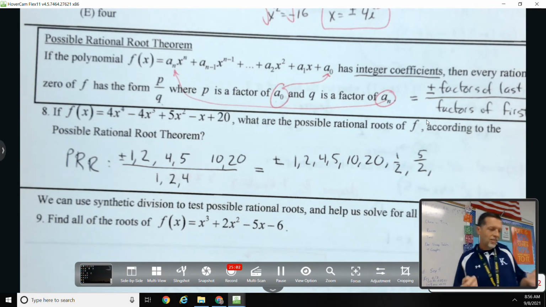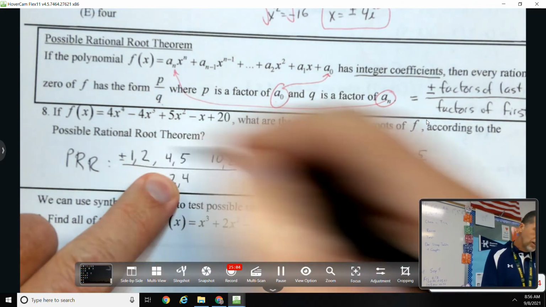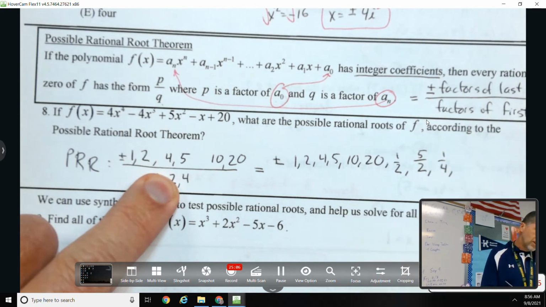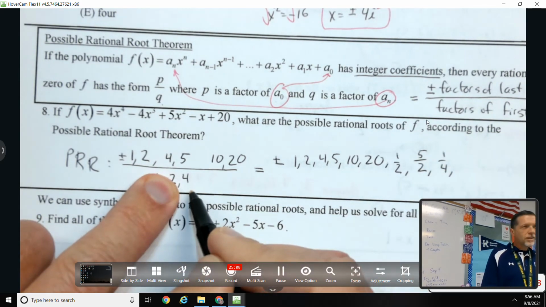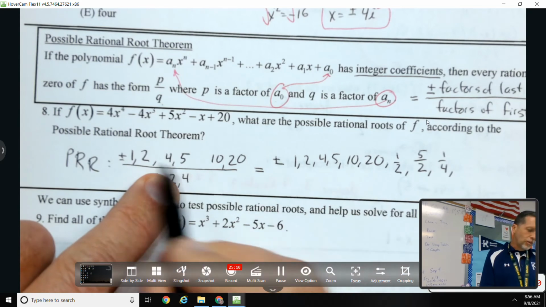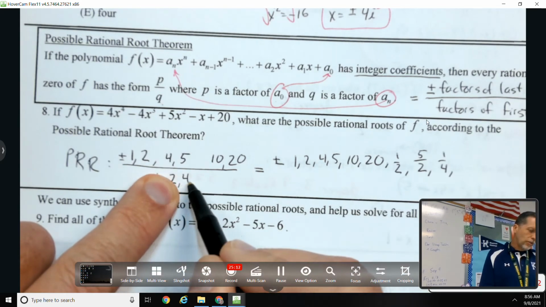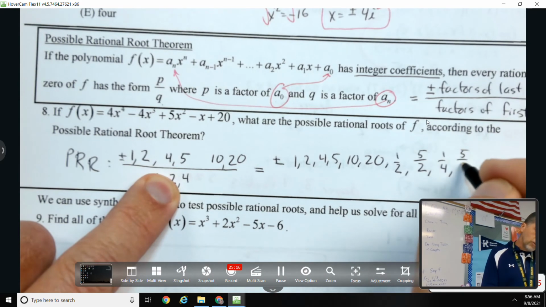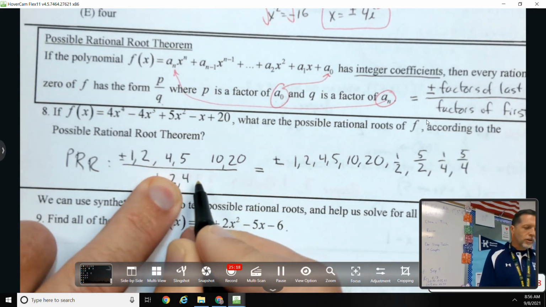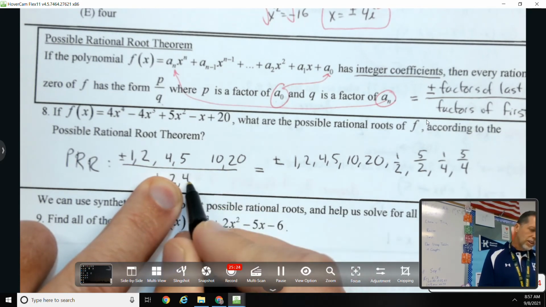And the same thing, watch out for duplicates. 1 over 4, we're good. 2 over 4, it's like how quickly can you reduce fractions here? We got 2 over 4. 4 over 4 we have. 5 over 4 we don't have. 10 over 4 is 5 over 2. 20 over 4 is 5.